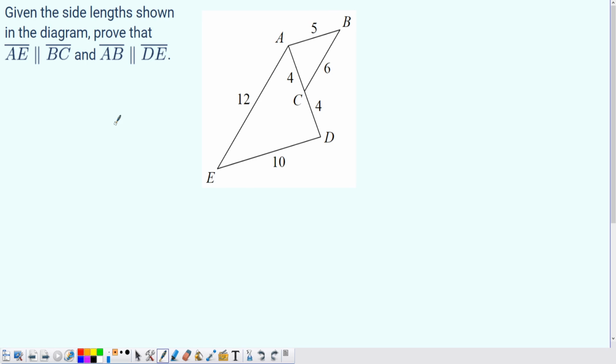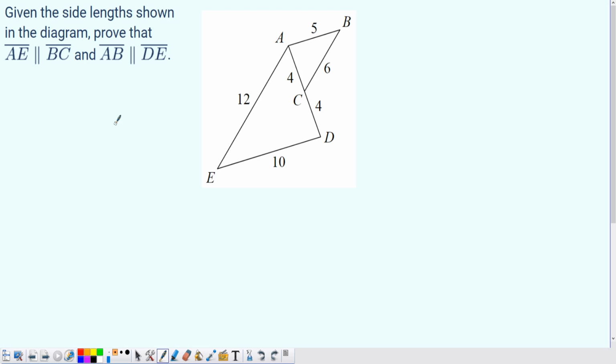Given the side lengths shown in the diagram, prove that AE is parallel to BC and AB is parallel to DE. Okay, when you see or think about parallel lines, you think congruent angles. If we can show something like that alternate interior angles are congruent, or that corresponding angles are the same, if we can show one of those parallel line properties is true, then we can prove that the lines are parallel. The easiest one, I would say, is to show alternate interior angles are the same.